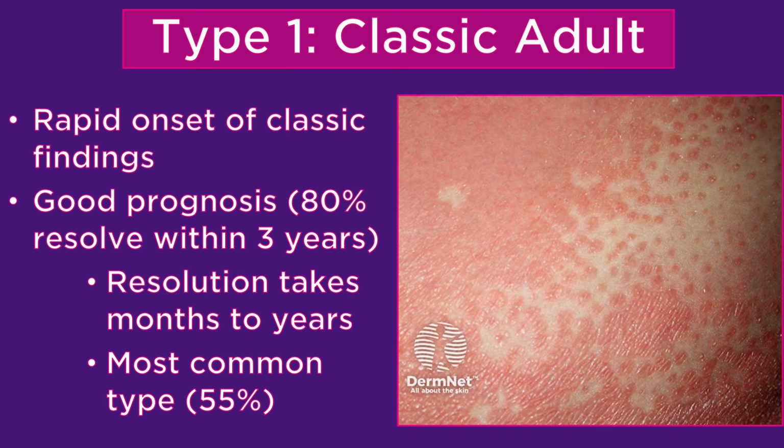Type 1 Pityriasis Rubra Pilaris is the classic adult type that we just described, which has a rapid onset of classic findings and a good prognosis, with 80% of cases resolving over 3 years. And yes, I just said a good prognosis even though it usually takes months to several years or more to resolve. This classic adult PRP type 1 is the most common type, comprising 55% of cases.